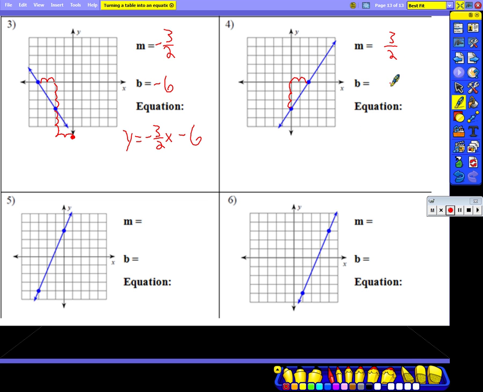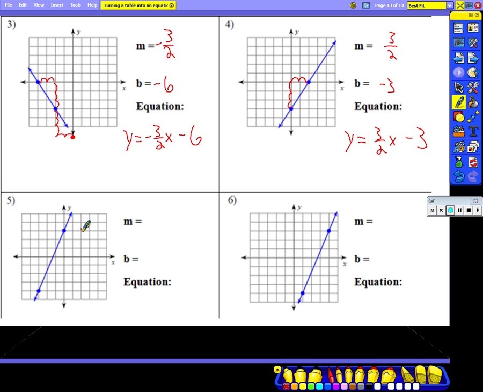Number 4, my slope is 1, 2, 3, rise 3, run 1, 2. My y-intercept is going to be negative 1, 2, 3. Negative 3, because that's where it crosses the y-axis. And I want to point out this should be a positive 3 over 2 because you see my line is going upward. So it's positive 3 over 2. Now whenever I create my equation, it's y equals 3 over 2 x minus 3.